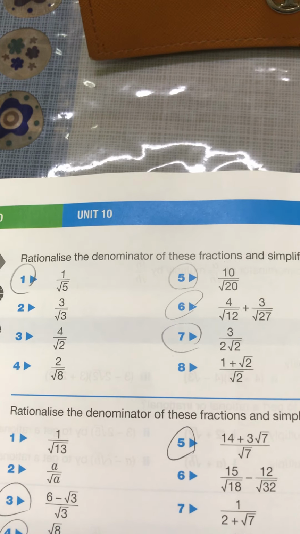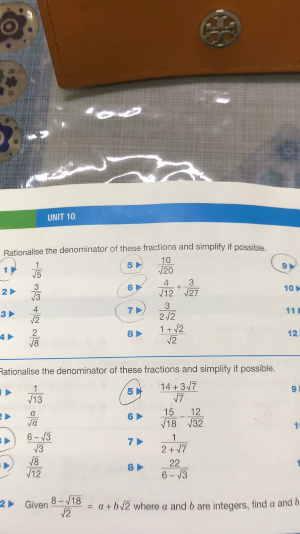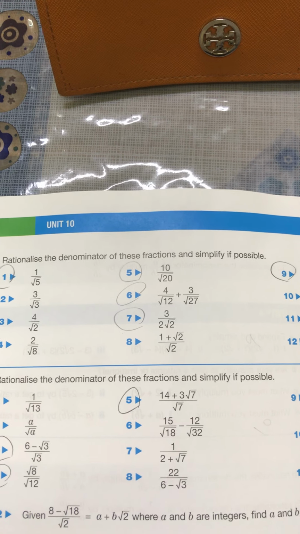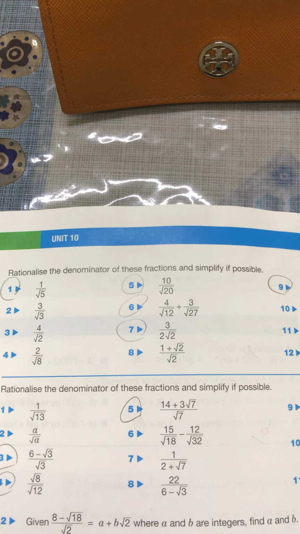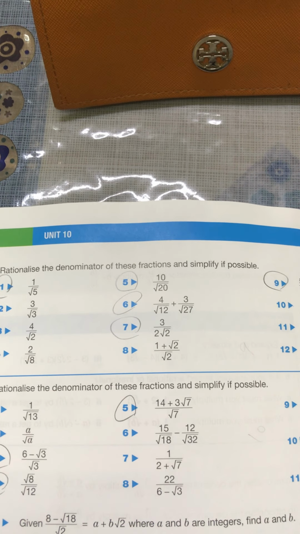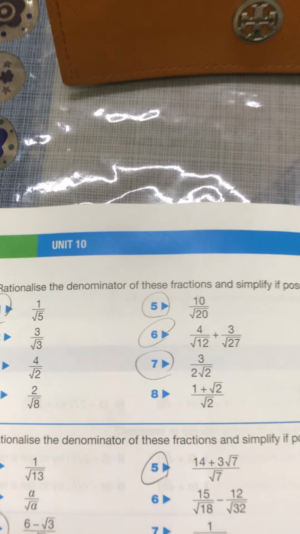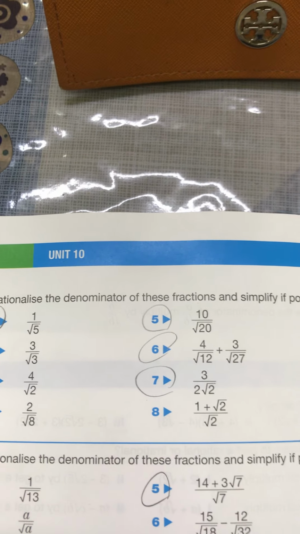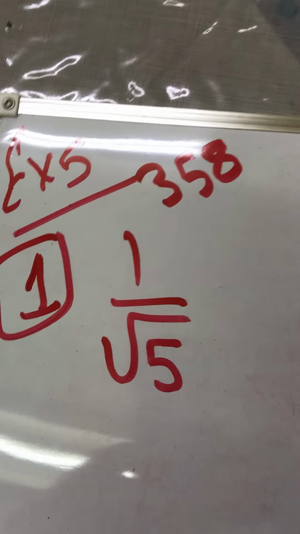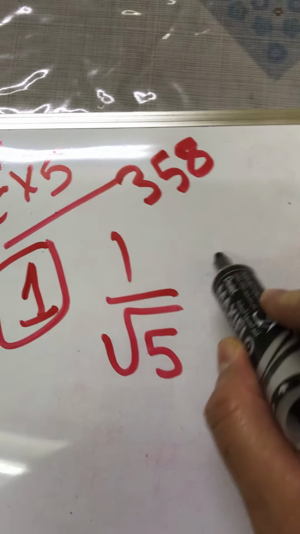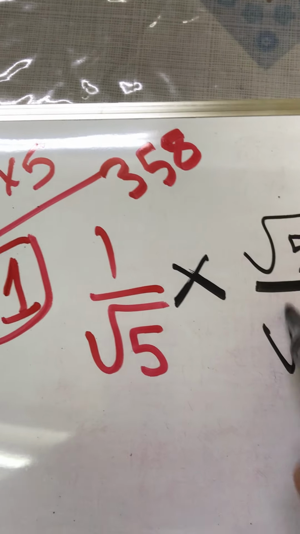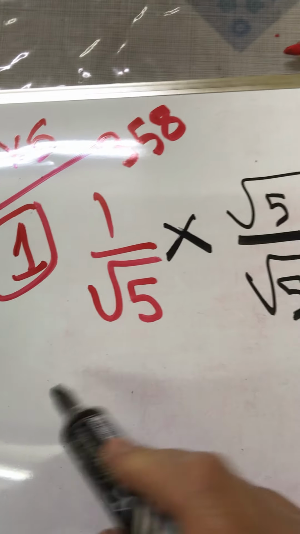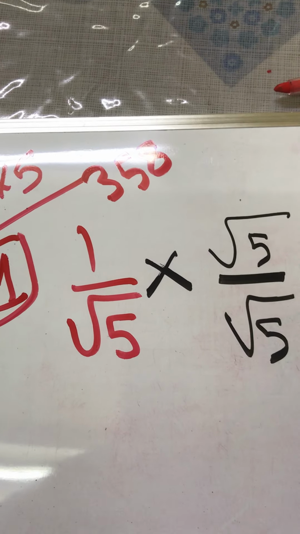Rationalize the denominator of these fractions and simplify if possible. Okay? Rationalize, that's to say remove the square root from the denominator. If I have a square root in the denominator, I'll multiply by it up and down. So here, to rationalize 1 over square root of 5, this is a problem. To solve it, multiply what you see down, square root of 5, put them 2 times up and down. That's to say multiply by 1.